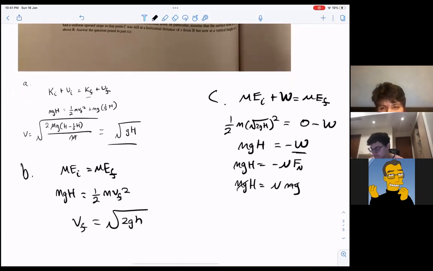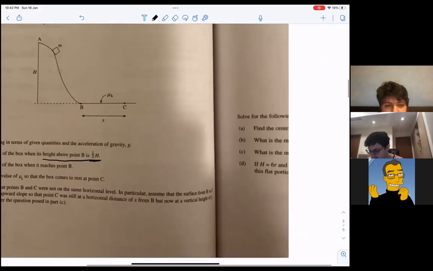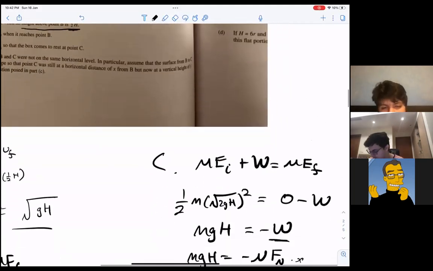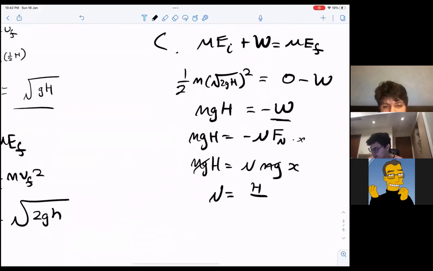So we just made one mistake. I was hoping you would catch it, but I'll just let you know. We forgot the times x. Let me just remind you, work is F times x times cos theta. So you include x, which is actually given in the question as well. It's the distance x that it covers before stopping. And now when we simplify it, we get mu equals h over x, and that is our answer.